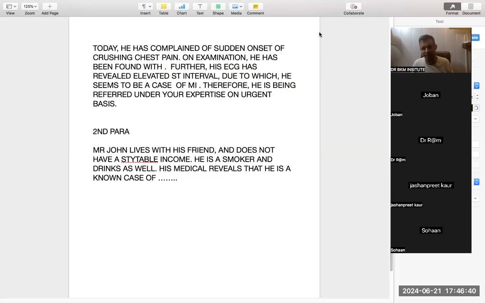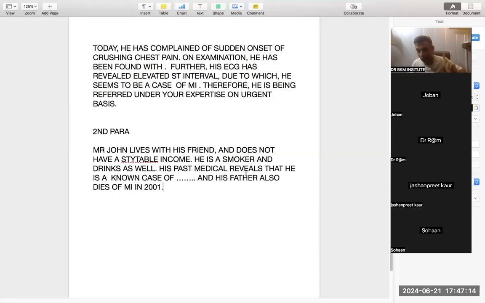This is the only tense that is left. There are no other tenses. This you can write. I know everybody can write. He lives, does not have, he's a smoker, drinks as well. His medical history reveals. All right. His past medical history reveals this. And his family history, or you can say his father also died of MI in 2001.